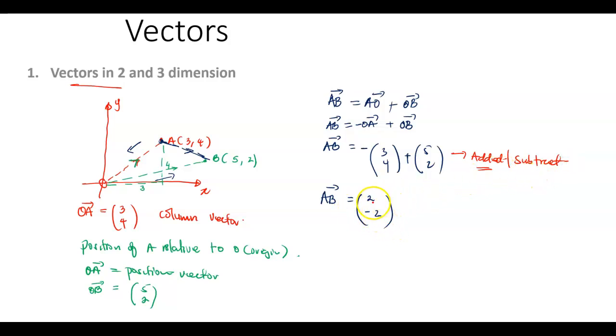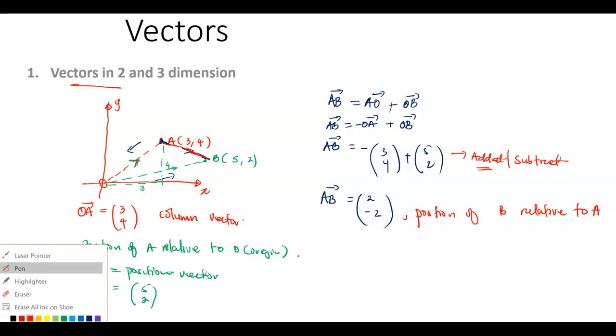Now the vector I've got here, which is (2, -2), defines the vector A to B. It's defining the position of B relative to A. It's like, how do I move from A to B? It's defining this vector over here. I can draw it over here.